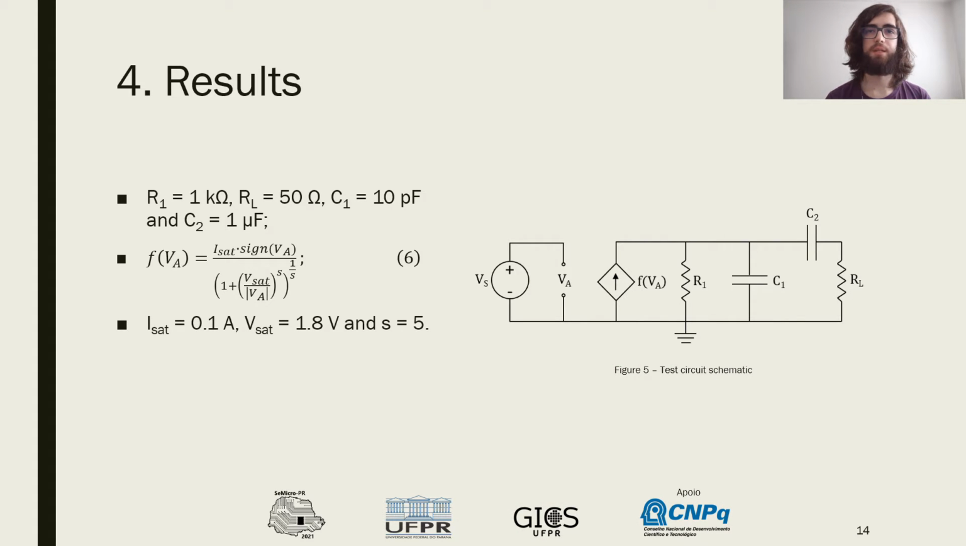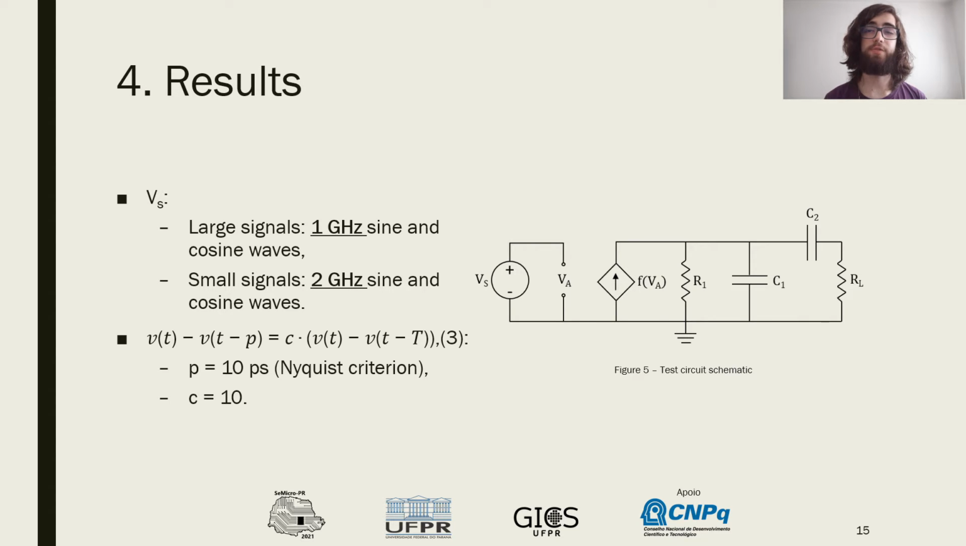To test the method, the circuit on the right was used, where R1 equals 1 kilo ohm, RL equals 50 ohms, C1 equals 10 picofarads, and C2 equals 1 microfarad. The current source F is dependent on the voltage given by Vs according to equation 6, where I set equals 0.1 amperes, V set equals 1.8 volts, and S equals 5.